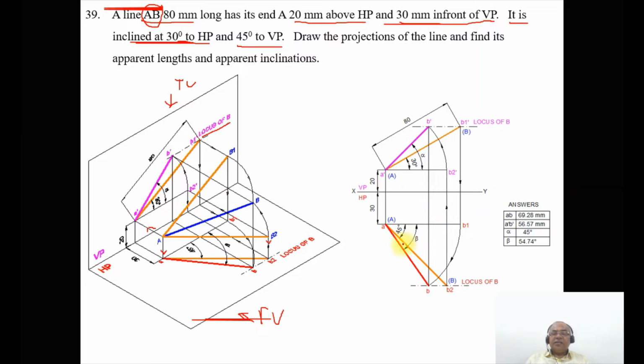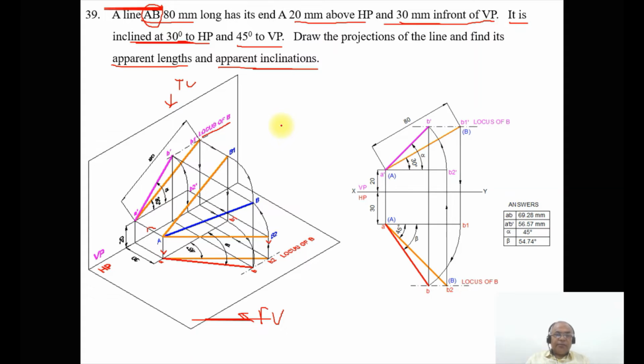So here this is the true length in the vertical plane, because AB1, you can see small ab1, that is this, which is the top view, where A is in front of VP by 30 mm and B1 should also be in front by 30 mm. That is the reason why this line is parallel to VP. Now once you do that, what do we want to find out? We want to find out the apparent length, and he says find its apparent length and apparent inclination.